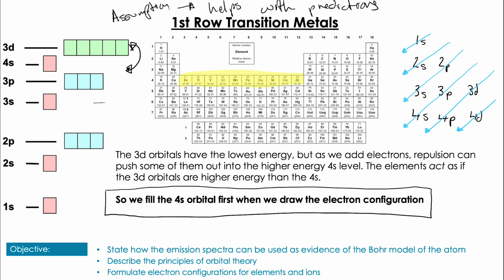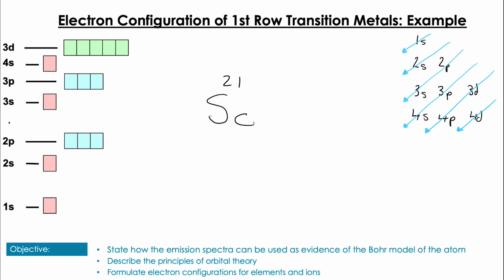So let's have a look at the very first one of these elements, scandium, and see how we can apply this. So with scandium, we've got 21 electrons, so we're going to go through the whole process that we've gone through before, following our diagram down.